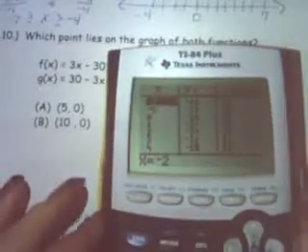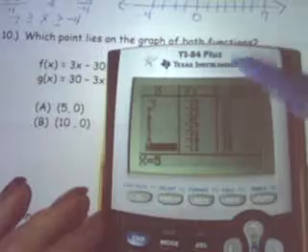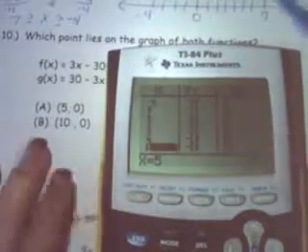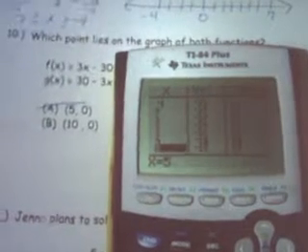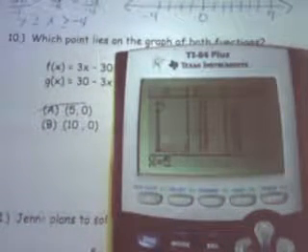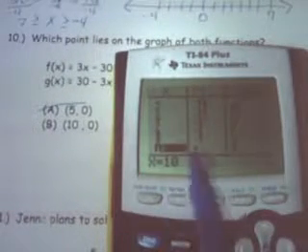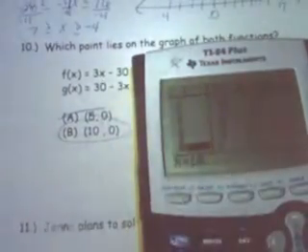Oh, when x is 5, I can see that both y's are not 0, so A cannot be it. When x is 10, both y's are 0, so there's your point. There's your point that they share.